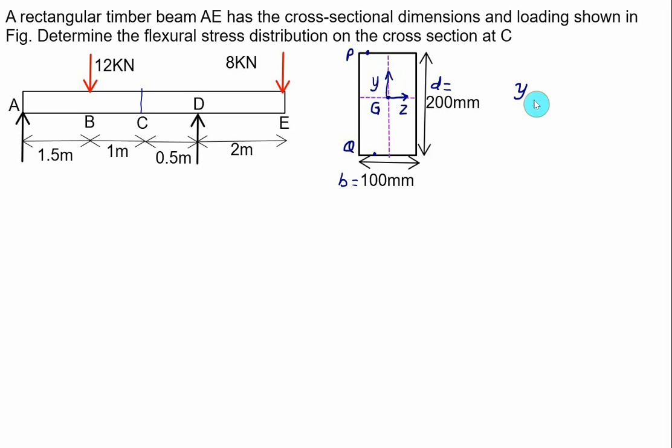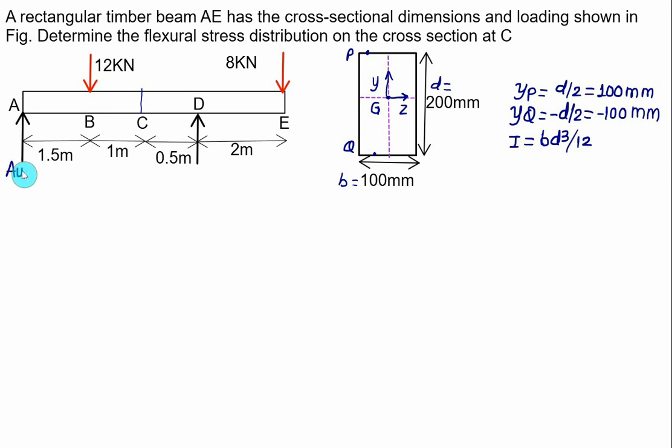point P, which is above G, will be taken as a positive value, 200 by 2, that is D by 2, which is equal to 100 mm. And for point Q, that is the bottom fiber, you have to take the negative value of Y, that will be D by 2 again, but negative, minus 100 mm. And the value of I, that is Iz, will be equal to BD cube divided by 12. And the bending stress, either on the top or bottom, will be sigma equal to minus M by I into Y distance. Now before this, we'll find out the reaction at point A.